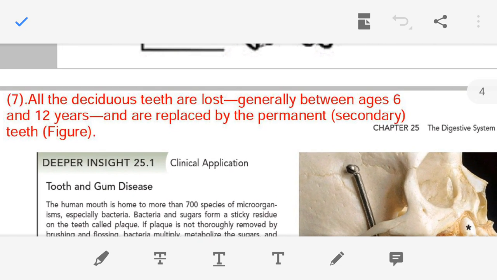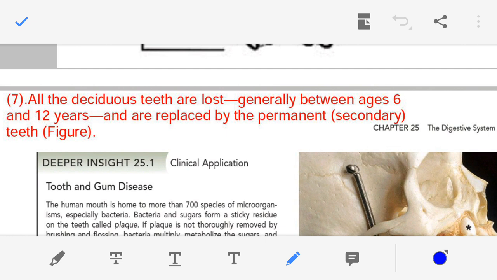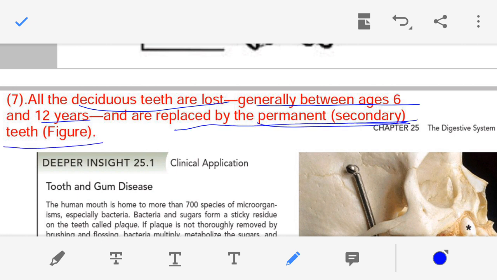Now the seventh point is like this. In this point we will learn at what age the baby's teeth fall out. Here you can see the deciduous teeth are lost generally between the ages of 6 and 12 years, and these lost teeth are replaced by the permanent or secondary teeth.